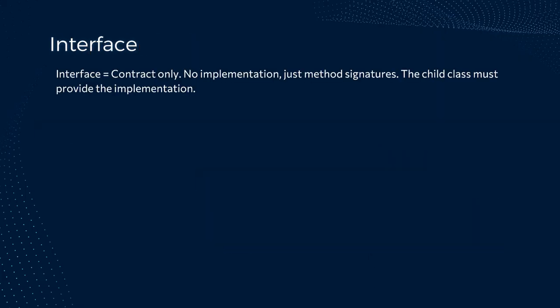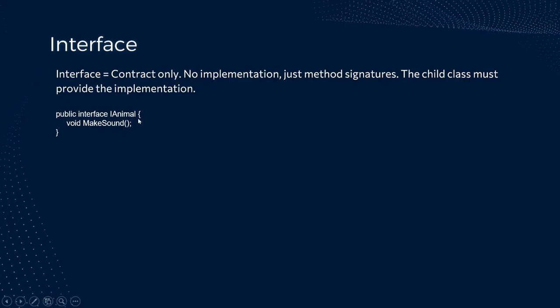So what is an interface? An interface is a contract and it does not have the implementation, just the method signatures. The members of the interfaces are by default public and it does not contain any definitions. So the child class must provide the implementation. So let's look at a few of the interfaces here.